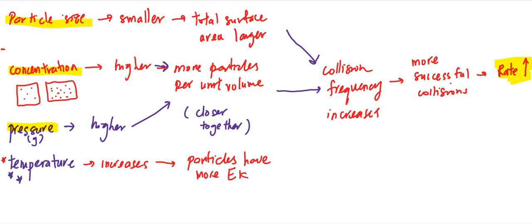In chemistry, the symbol for kinetic energy is EK. In physics, the symbol for kinetic energy is KE. Why is it like that? I have no idea. But everybody knows what kinetic energy is, right? EK, kinetic energy. So when the temperature increases, the particles have more kinetic energy.